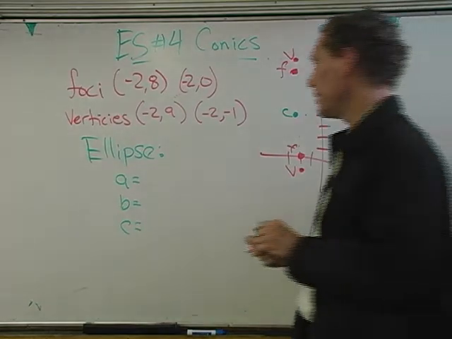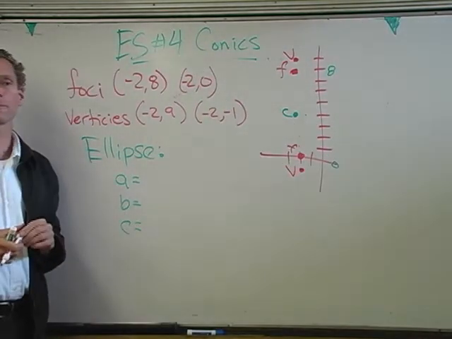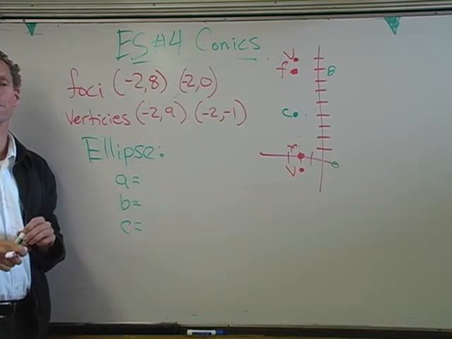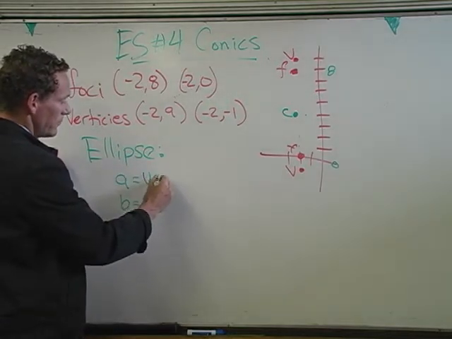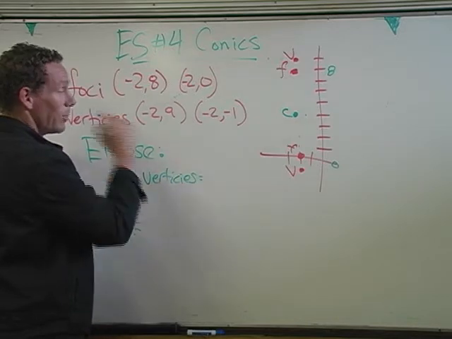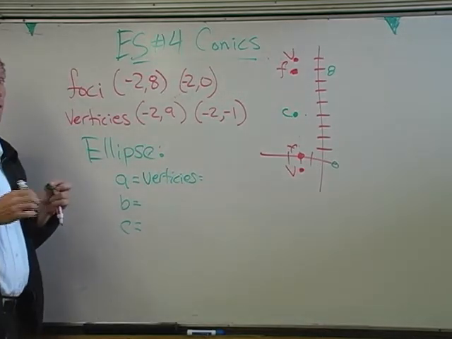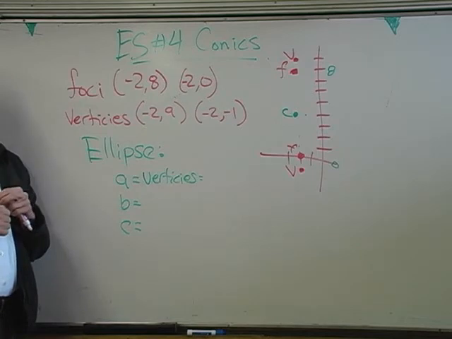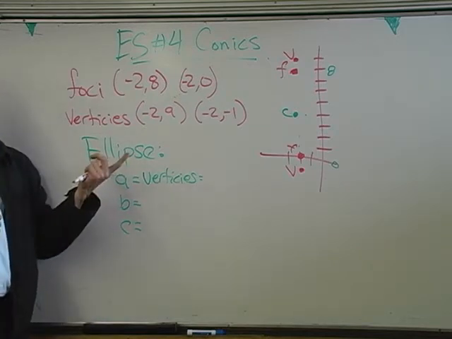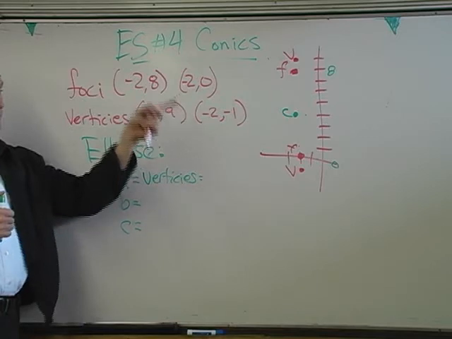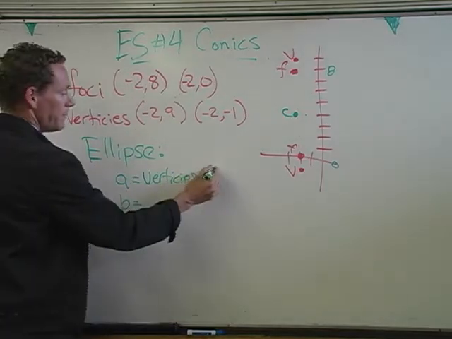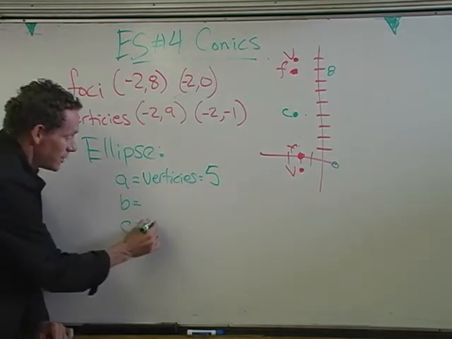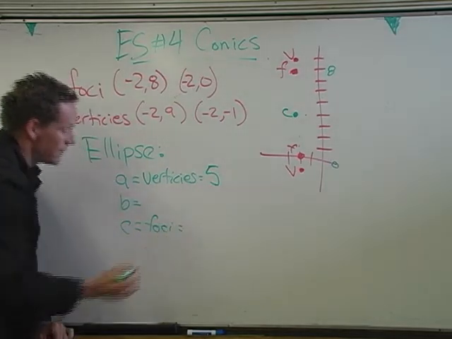So Haley, for the ellipse, what is a? Well, a is the distance to the vertices. Great. So a is the distance to the vertices, which in this example is what? We're going to find b. We don't know where the co-vertices are. We're going to find that, but first let's figure out what a and c are. So what's a? 5. Great. And c is the distance to the focal points.